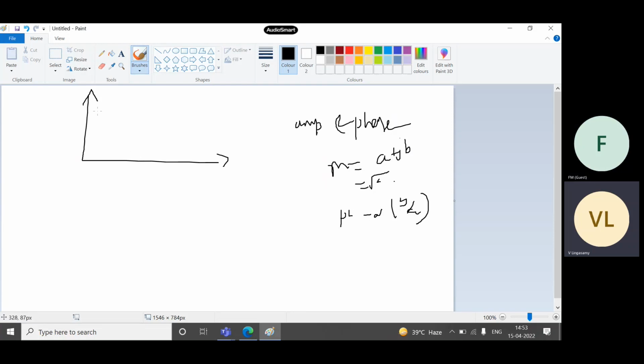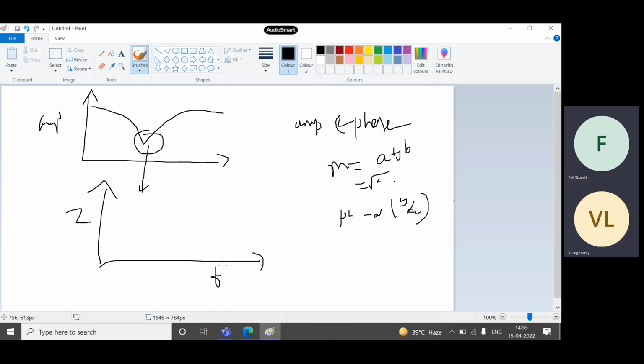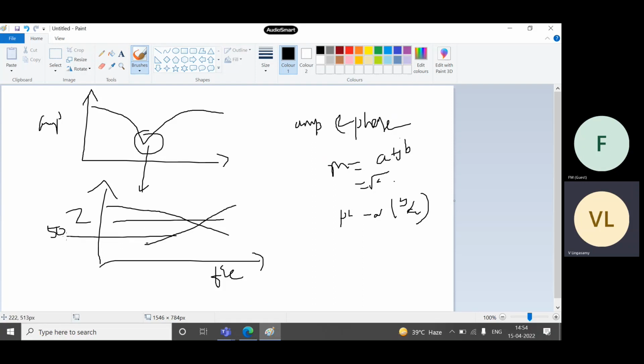So S11 will have an amplitude curve and a phase curve. Amplitude, for example, will look something like this. This we call resonance. If you plot the impedance, the Z parameter versus frequency, the real part will approximately cross 50 ohms. If you look at the imaginary part, it will cross zero value. Whatever frequency you see this at is the resonance, right?